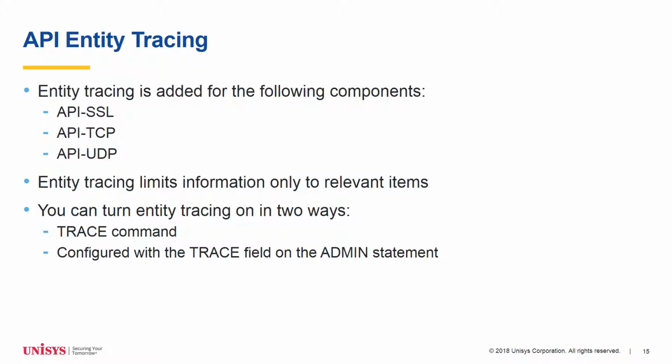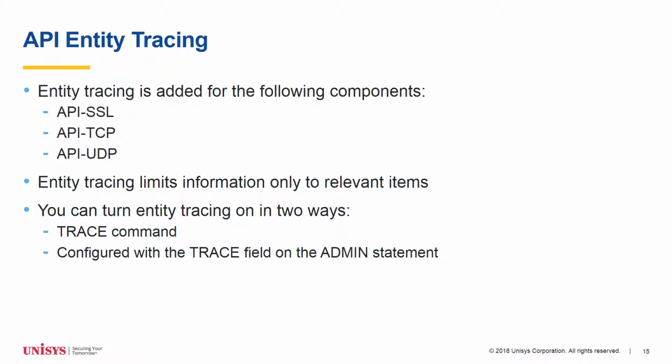Entity tracing is already available for several tracing components. This feature adds entity tracing support for 3 more trace components: API SSL, API TCP, and API UDP. For each of these, the entity type you can now select is a process name. Entity tracing allows tracing to be more focused, so that information you are not interested in is not traced.